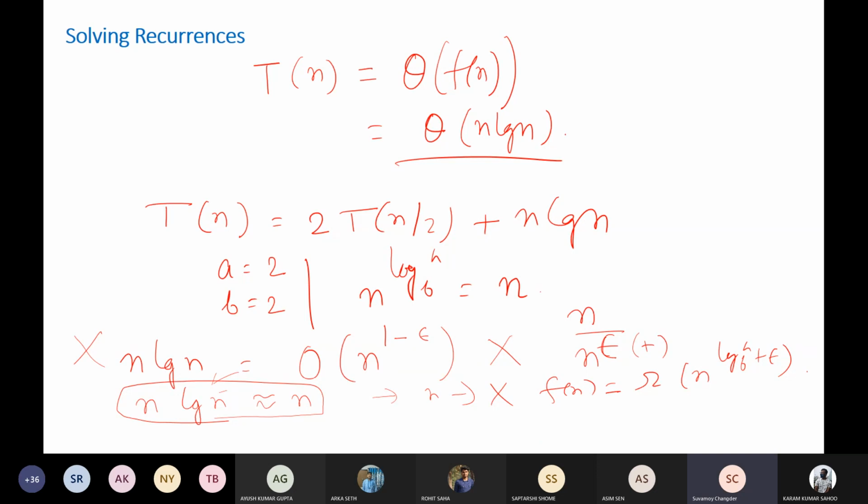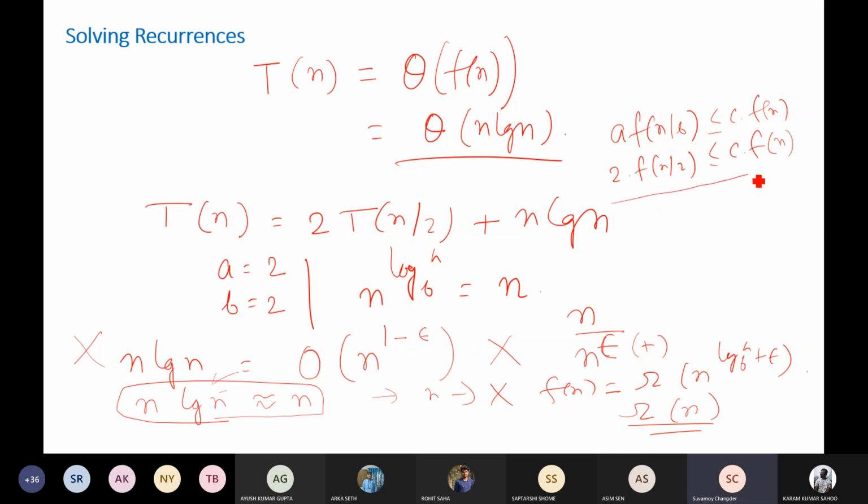Right. So this is equal to omega of n, that is fine. But here, for a into f of n by b, that is 2 into f of n by 2 being less than or equal to c into f of n, we will not be able to find any value of c for this. Why?